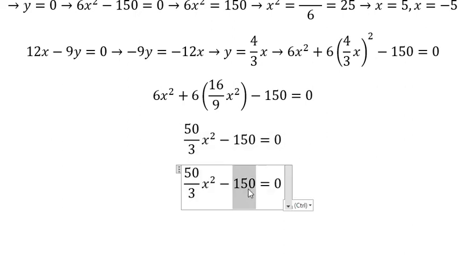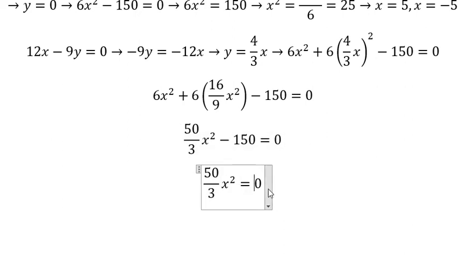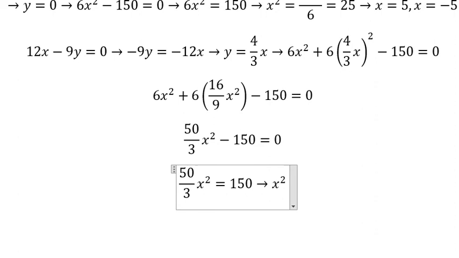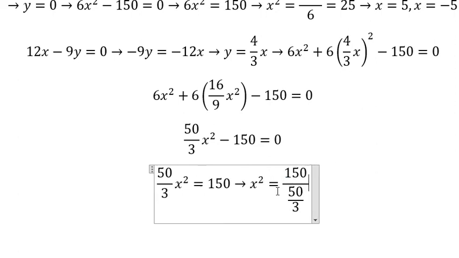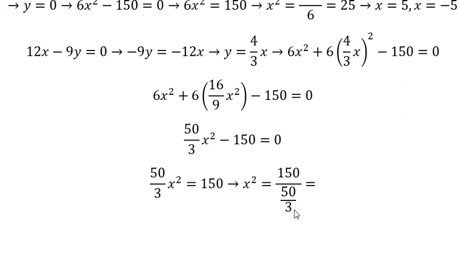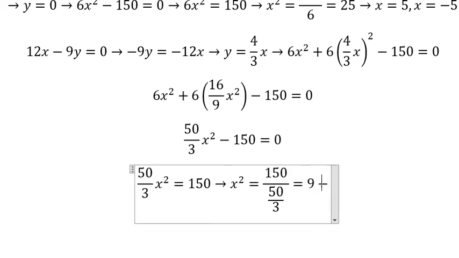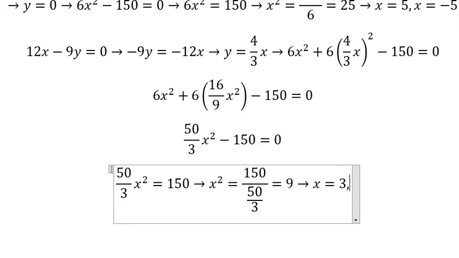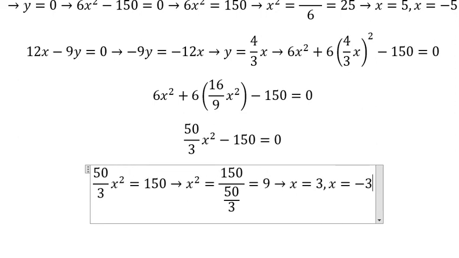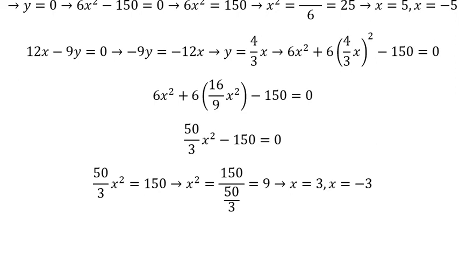Then we move this one to the right, and we divide both sides by 50 over 3. And we have the final answer, and we got number 9. So we take the square root of both sides, and we have x equals to number 3 and x equals to negative number 3. And now we have 4 solutions.